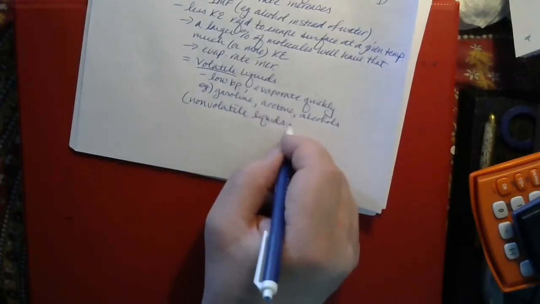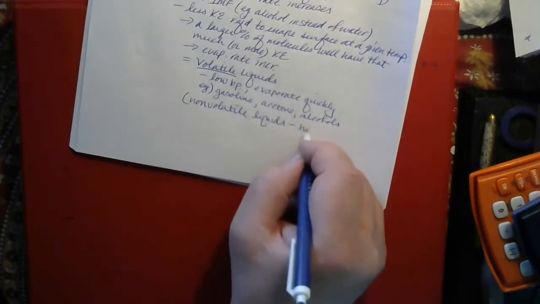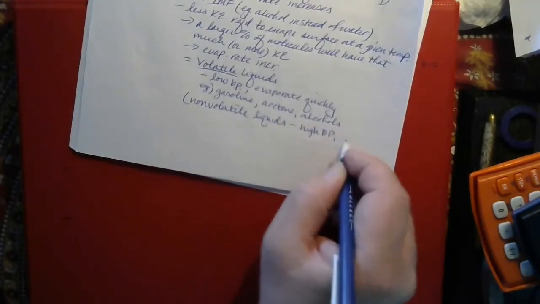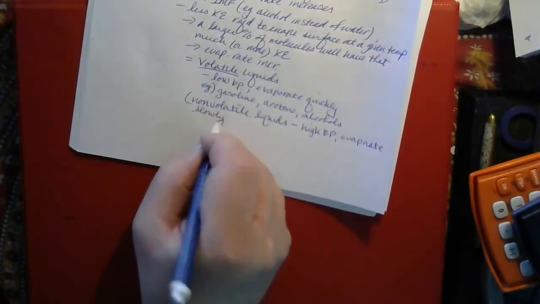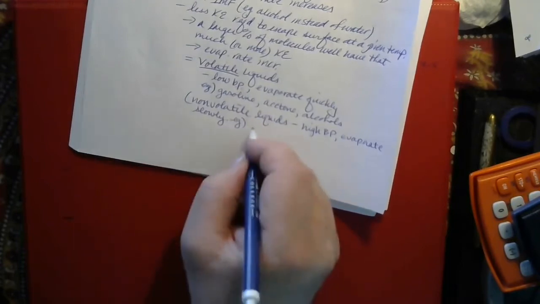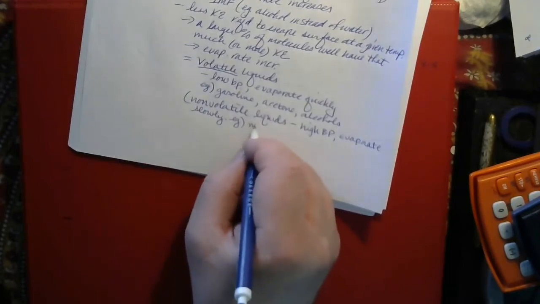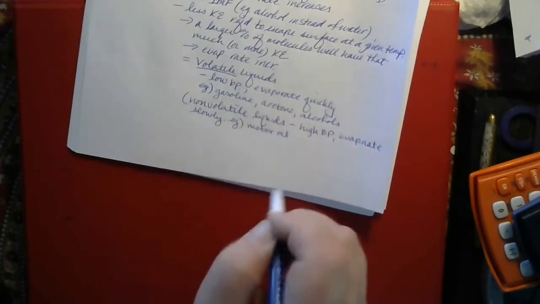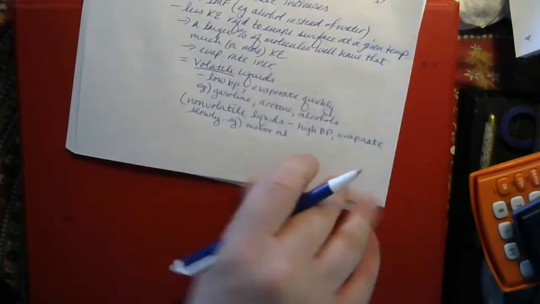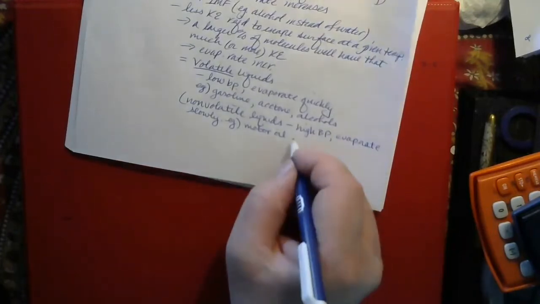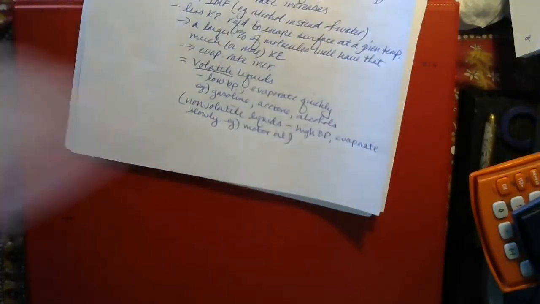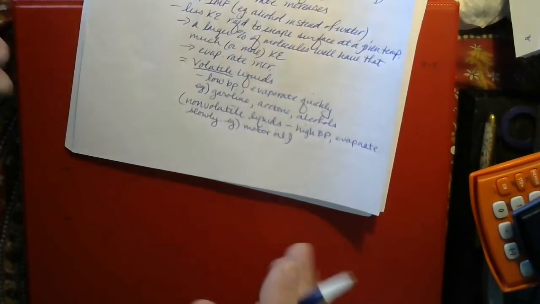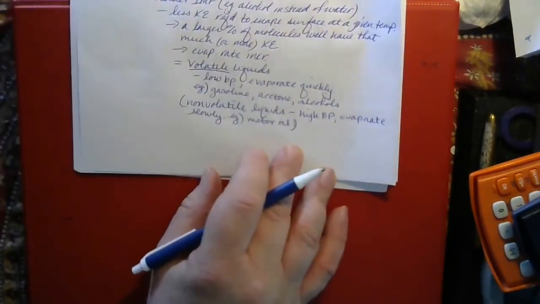Non-volatile liquids, as an aside, would be the opposite. High boiling points, and they evaporate slowly. And examples of those would be things like motor oil, or other types of oils like olive oil and corn oil and things like that, and so on. Water is sort of in between volatile and non-volatile. So water is considered to be sort of moderate volatility.